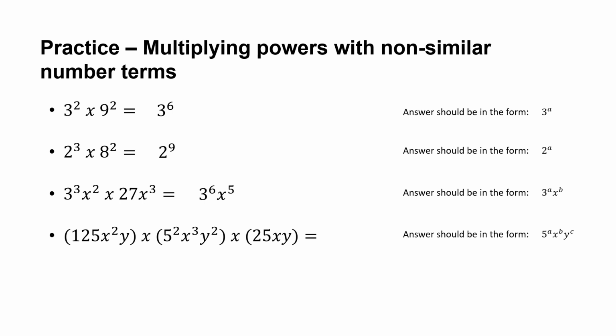Lastly, we have y, which is y to the power of 1, y squared, and then another y, which again is y to the power of 1. So when we multiply these together, the exponents are 1, 2, and 1. So we add these together and we get 4. So all in all, we have 5 to the power of 7, x to the power of 6, and y to the power of 4.